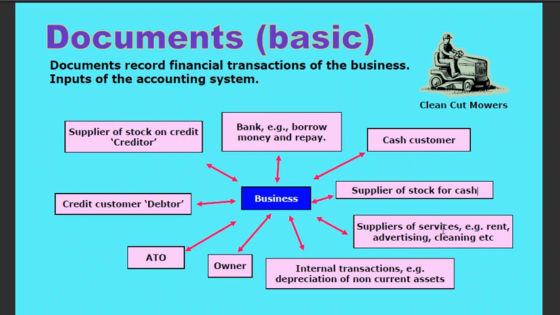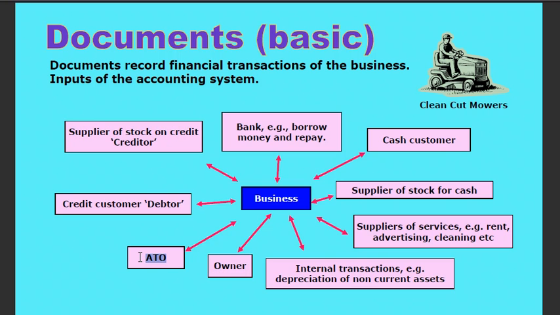The business uses many services such as advertising, cleaning, and rent, and of course there'll be financial transactions between the business and these suppliers of the services. There are some unusual transactions, for example, internal transactions such as the depreciation of non-current assets. It's a transaction and it also needs to be recorded. The business may have a transaction with the owner. The most common example would be the capital contribution of assets by the owner to the business, or when the owner draws out assets for their own private use, drawings.